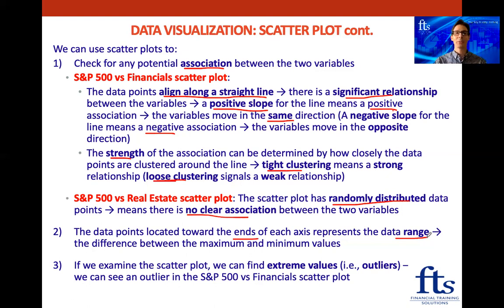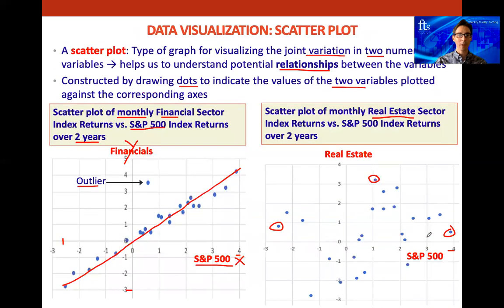It's just the difference between the maximum and minimum value. So let's have a look at the range over here for the S&P 500. Our lowest value was -2.5 over there for the S&P 500, and the highest we had was close to 4, let's call it 3.9%, that one over there. So that's going to be the range for the S&P 500.